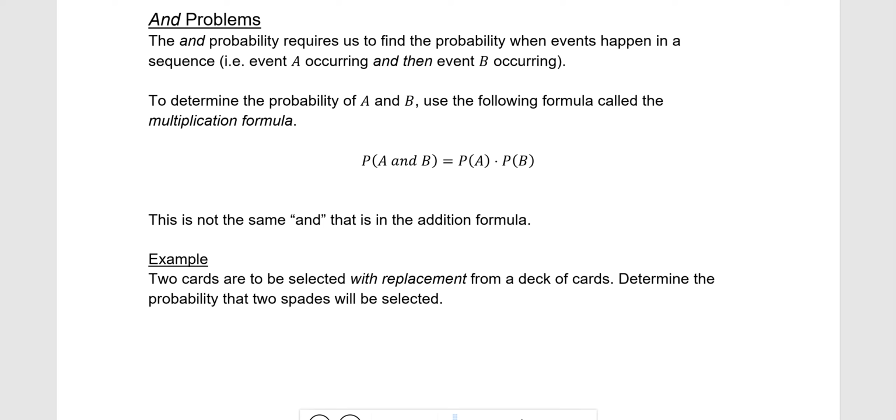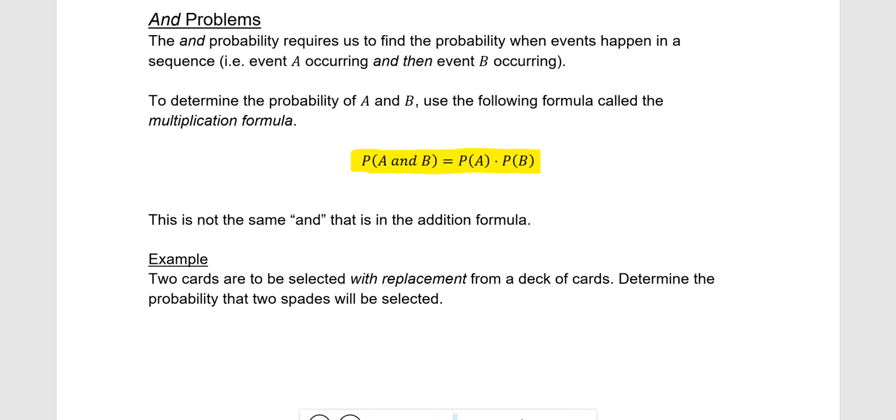So to determine the probability of A and B, we're going to use this formula, which is called the multiplication formula. The probability of A and B equals the probability of A times the probability of B. So this is very similar to the counting principle that we did previously. And also take note here that probability of A and B, this is not the same probability of A and B that is in the addition formula that we just did. It's written exactly the same, but it's something completely different.